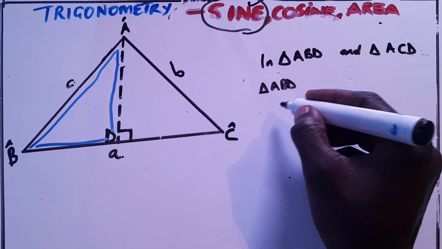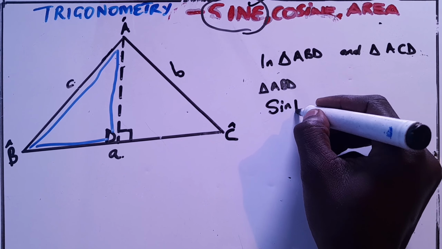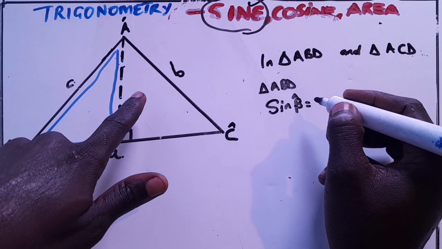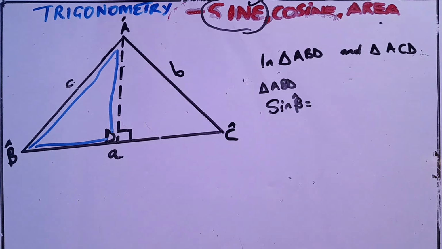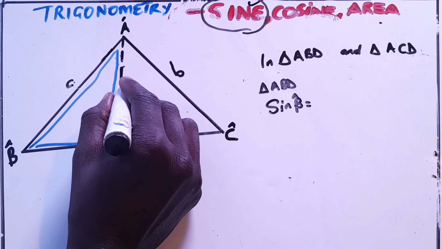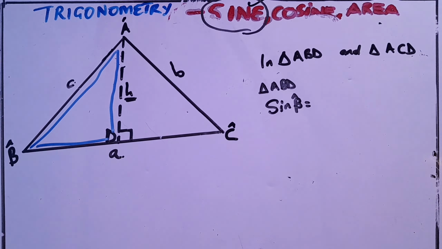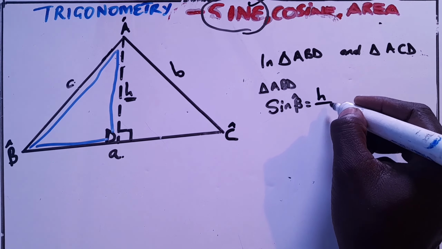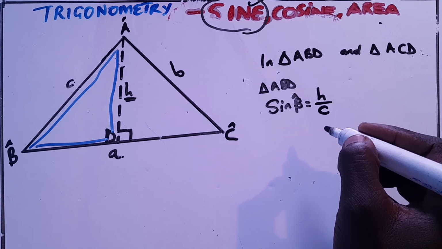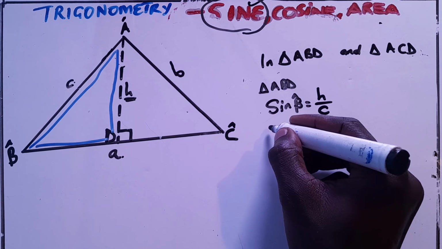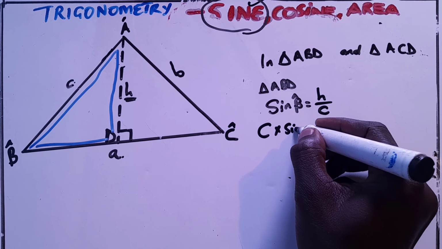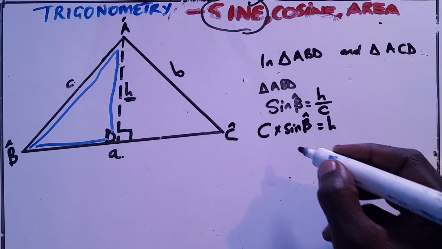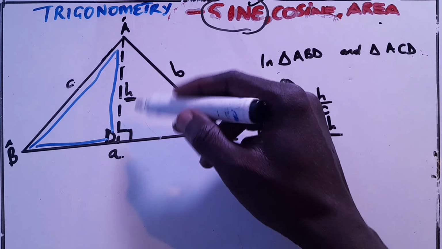Can you see that? So we know that the sine of angle B, sine of this angle here, equals opposite over hypotenuse. So let's call this height H. So it equals H over C, the side C. After multiplying both sides by C, you can see that C multiplied by sine of B equals H.